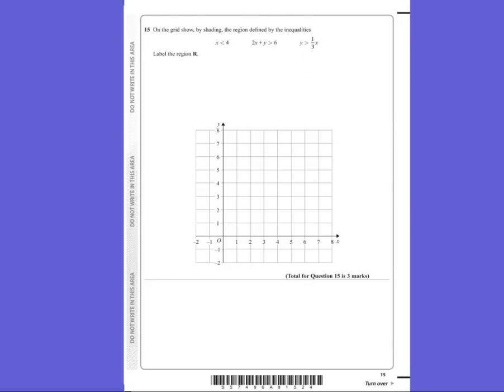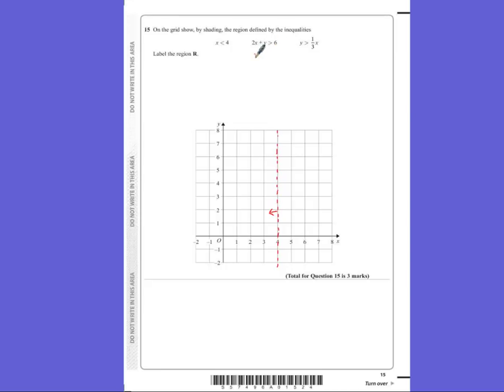Question 15. On the grid, show by shading the region defined by these inequalities. So, x is less than 4. So the x-axis is at 4, less than is a dotted line. So we need to put a dotted line down here. And I want it to be less than, so I'm going to be this side of it. So I'm going to put a little arrow on reminding me that it's this side of it.